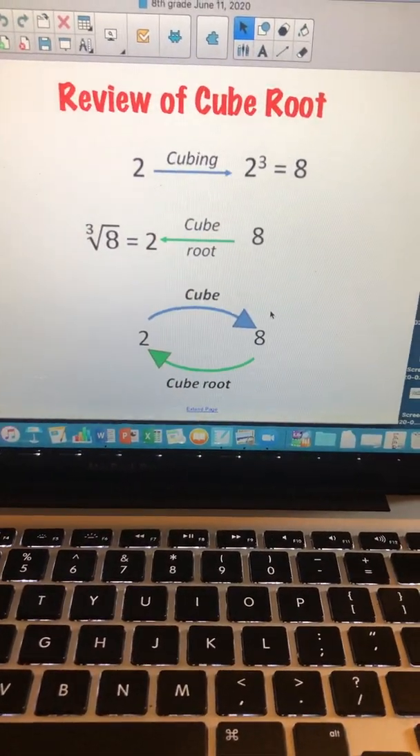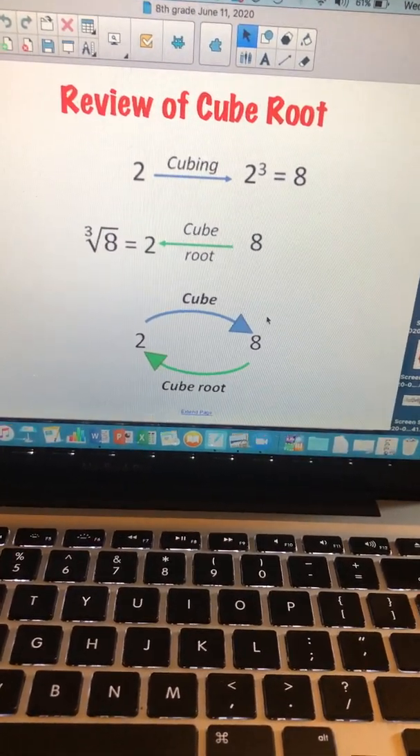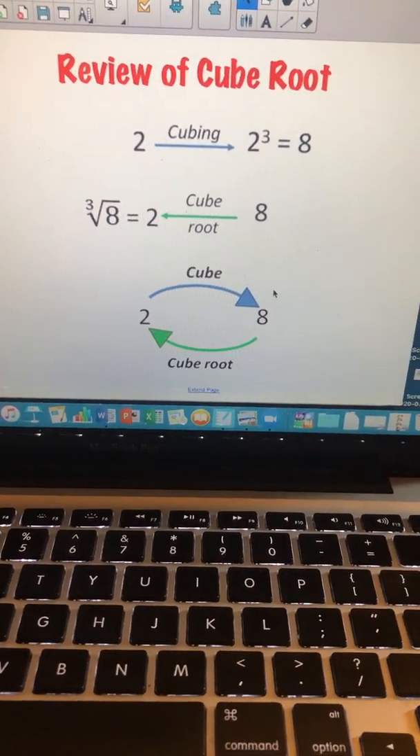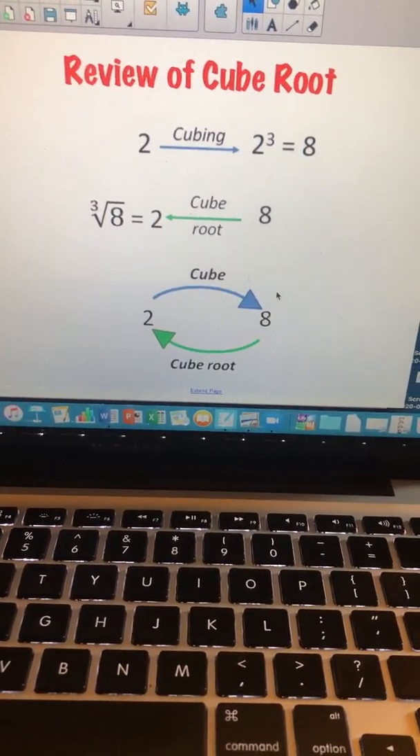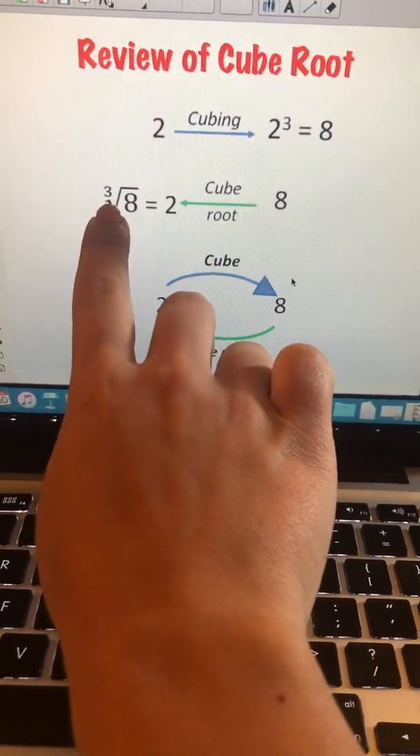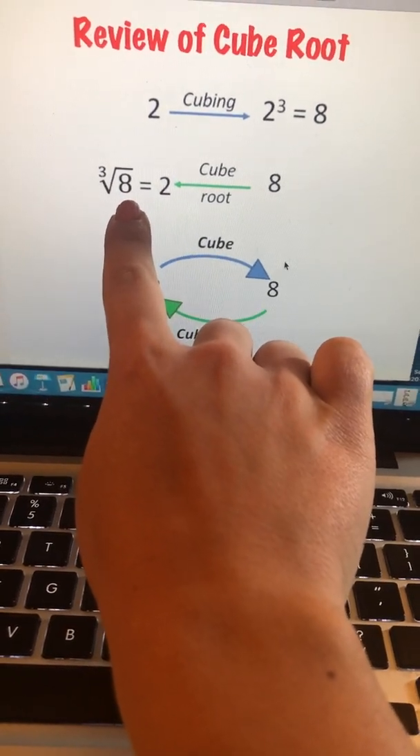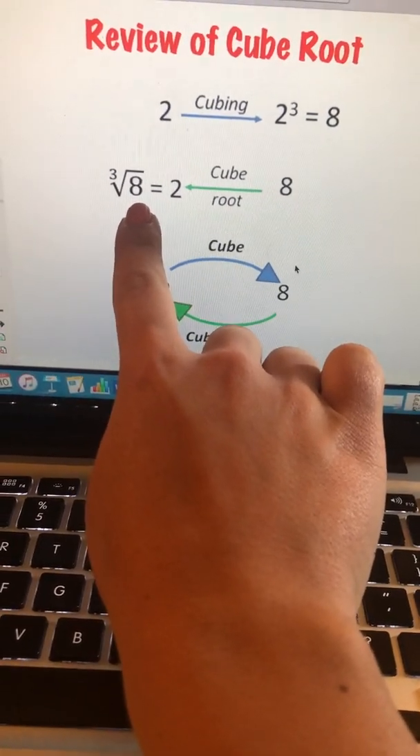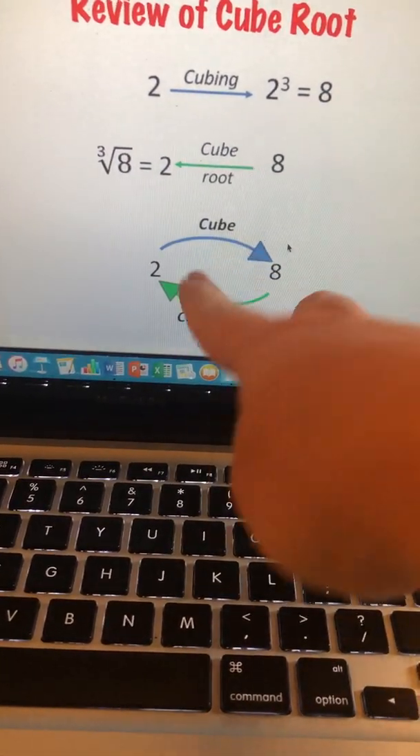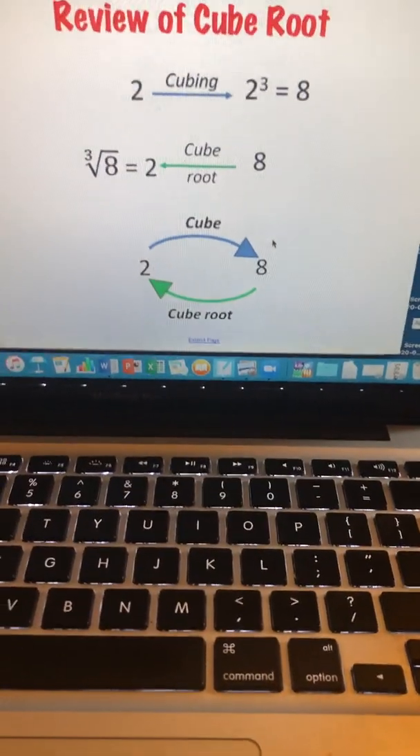Here's just a quick review of cube root. Cubing a number means that you are multiplying that number 3 times. So 2 cubed would be 2 times 2 times 2, which gives you a product of 8. The cube root of a number is when the index becomes a different number than 2. So we're changing it to 3. So we want to know what number, when multiplied by itself 3 times, gives you 8. So the cube root of 8 would be 2. Okay, so 2 cubed is 8. The cube root of 8 is 2.